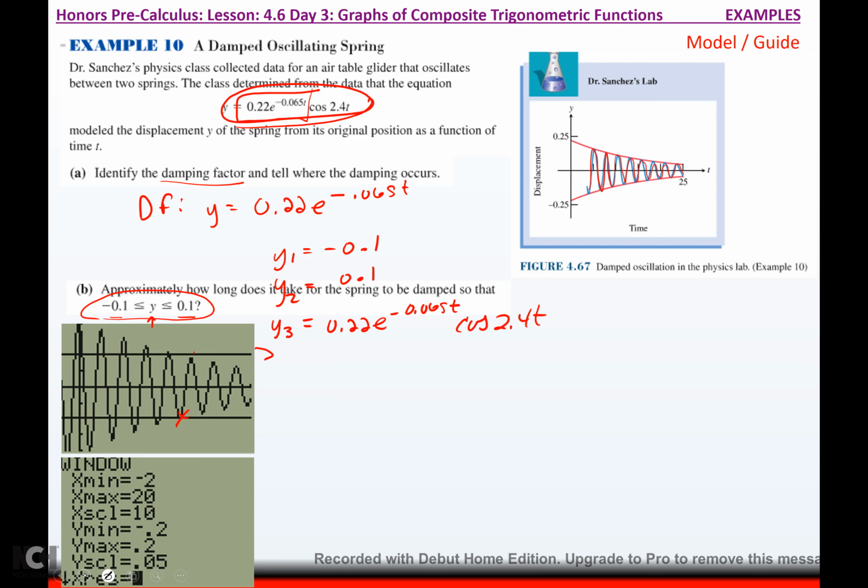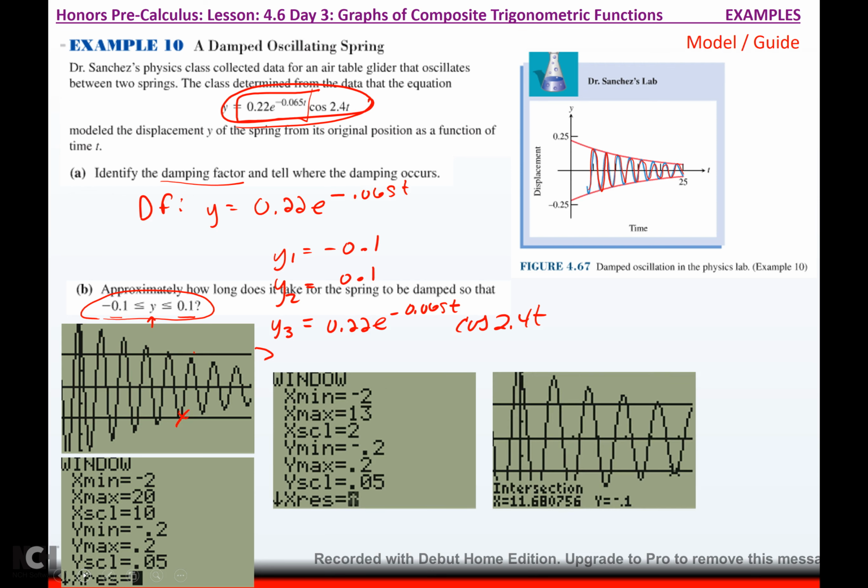So I'm going to calculate an intersection, and it's going to ask you for left bound, right bound. I changed my window, and I calculated this intersection point. I did my left bound over here, my right bound over here, and I got that it is exactly negative 0.1 after 11.68 seconds. So about how long does it take? Approximately 11.7 seconds.